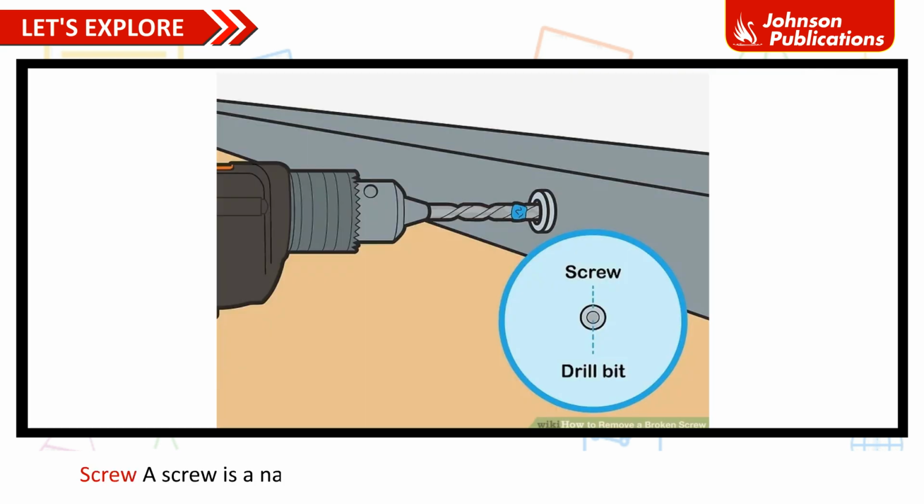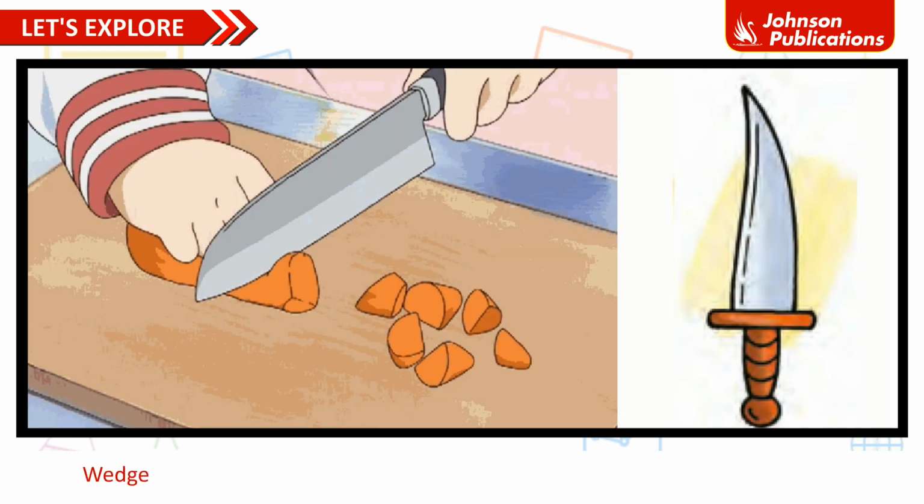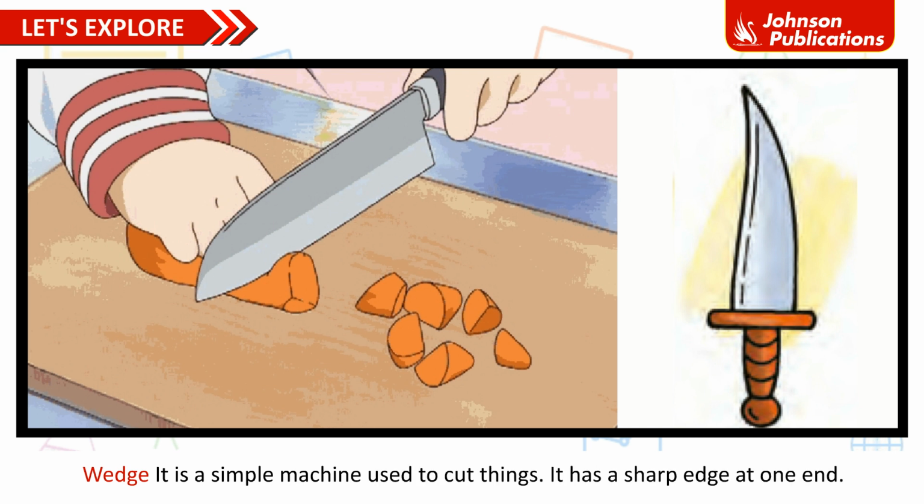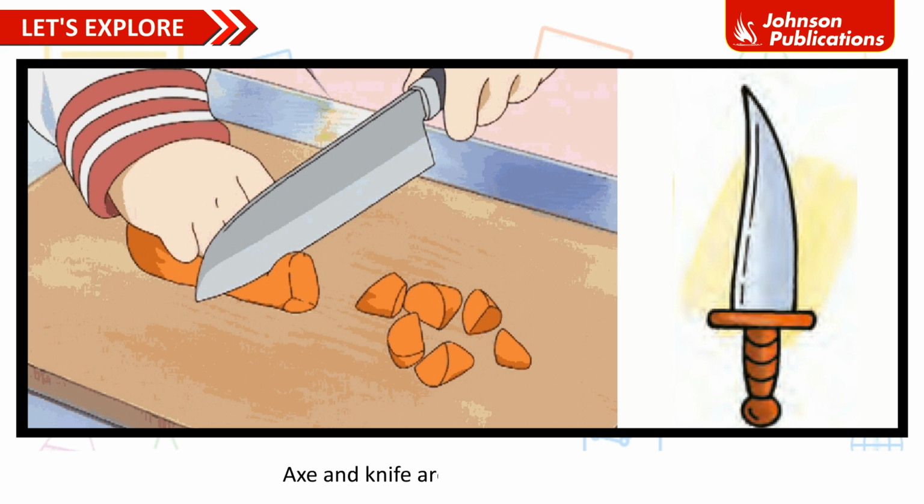Screw. A screw is a nail with grooves cut into it. It is used to hold things together. Wedge. It is a simple machine used to cut things. It has a sharp edge at one end. Axe and knife are examples of wedge.